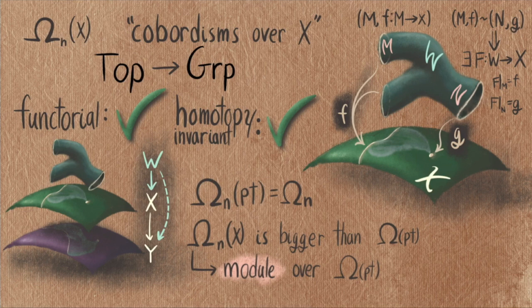Hence, the groups over a point are just the normal cobordism groups. And in fact, by introducing a space X, we make the groups bigger. Cobordism groups over X are always bigger than those over a point because we have extra conditions applied to our maps F and G. And in fact, if we organize these groups into a ring, like a cobordism ring over X, then this ring is a module over the ring of a point, which is just the normal cobordism ring.